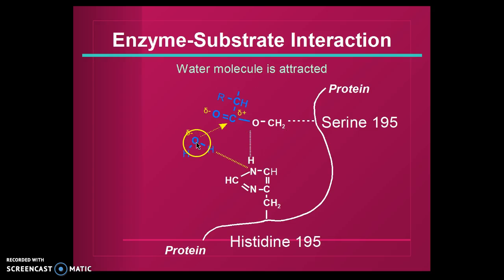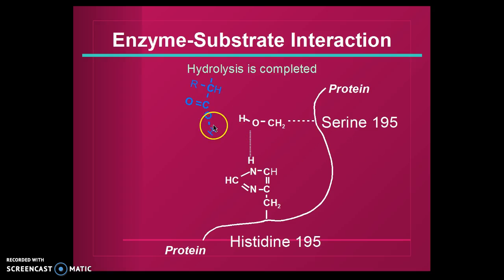A water molecule is attracted to, this is the hydrophilic part, the C double bond O, which has a slightly positive charge right here, and the negative part of the water is attracted to it, and a bond is formed. The hydrogen from the water is left on the enzyme, and as you can see, there is no overall change to the enzyme, but the hydrolysis has been completed.